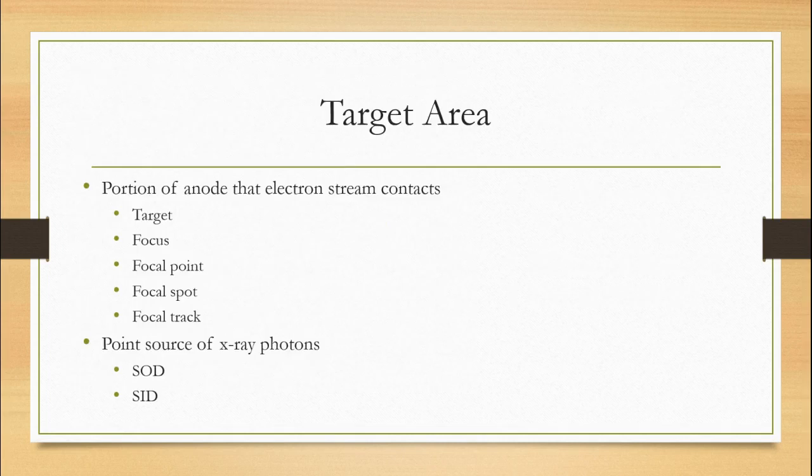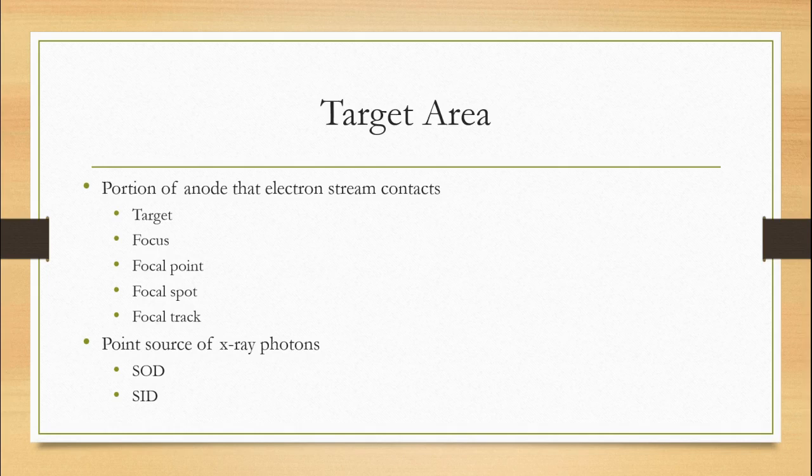Okay, so the target area. It's a portion of the anode that the electron stream contacts. So there's a lot of different names. There's the target, the focus, the focal point, the focal spot, the focal track. Don't be thrown off, okay? This is where we're going to measure where the source of photons are created. So it's off of this focal track. Everything we use is a focal track because the anode spins, so it's a track. It goes all the way around the anode.